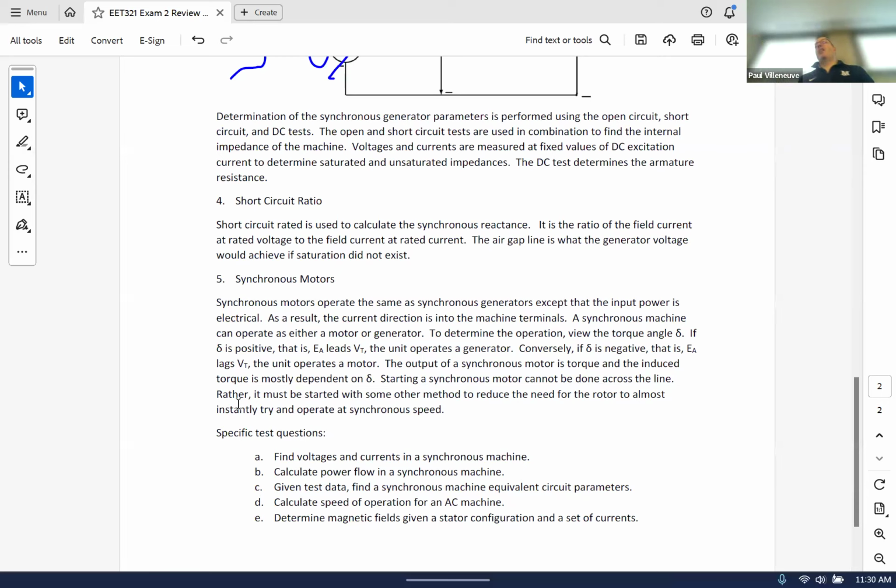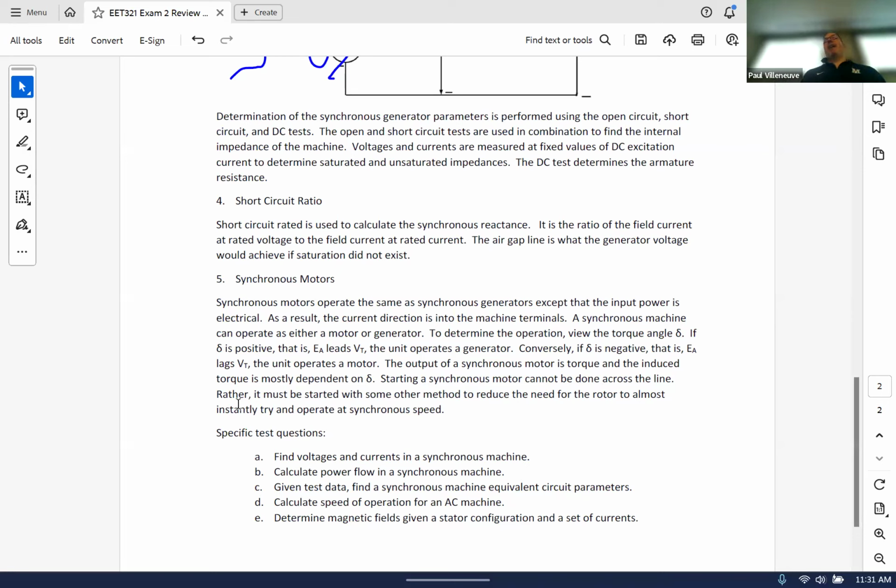So we could use the concept of if it's a synchronous motor or generator, we can tell just by looking at our phasor diagram. We saw that if our terminal voltage, VT, which we pick as a reference, is ahead of our EA, then delta is negative, and we have a motor. If EA is above VT, delta is positive, and we have a generator.